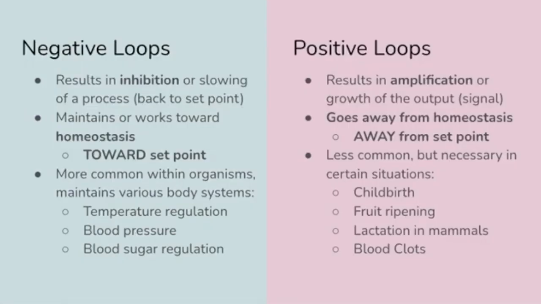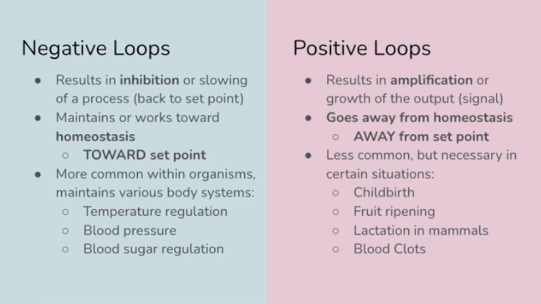There are both what we call negative feedback loops and positive feedback loops. These don't mean something that are good or bad, rather they refer to the inhibition or slowing down of a system versus the amplification or the increase of a system. Negative feedback loops result in the inhibition or the slowing down of a process, moving something back to that set point, that internal balance that an organism wants to maintain. Positive feedback loops, on the other hand, amplify a signal or some sort of output.